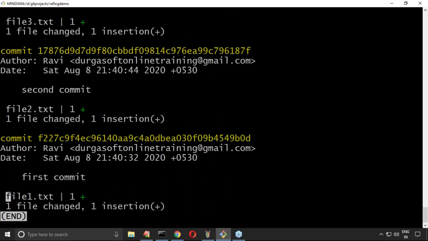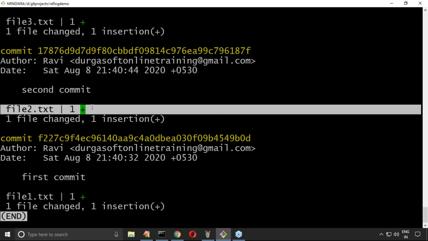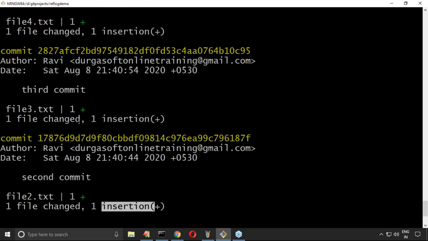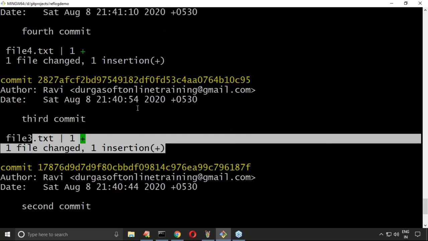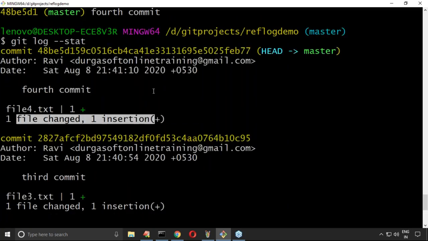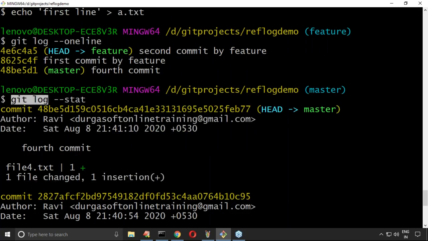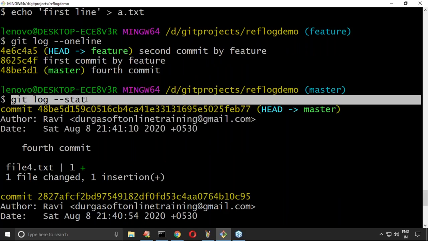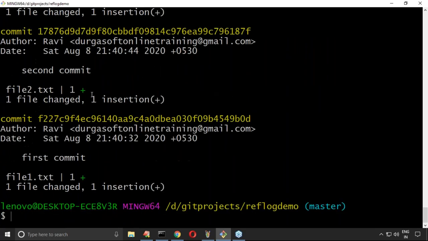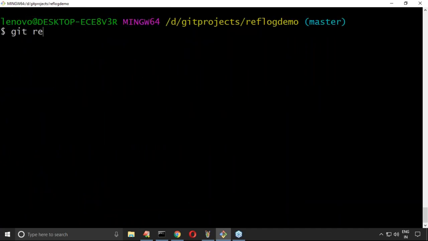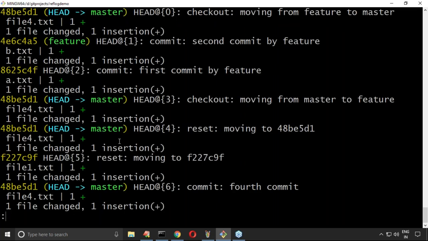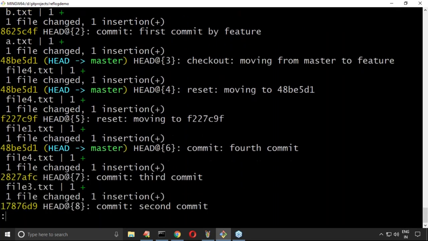Here, first commit: file one, one line inserted. Second commit: file two, one line inserted. Next, third commit, one line inserted. Fourth commit, one line inserted. That's all. So this is git log hyphen stat. Same thing we can use: git reflog hyphen stat. Now observe that.